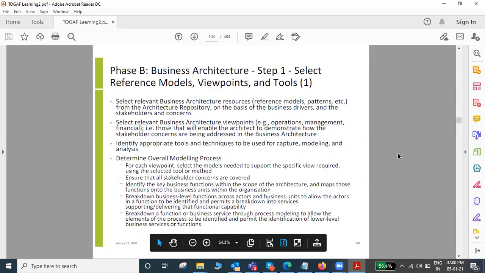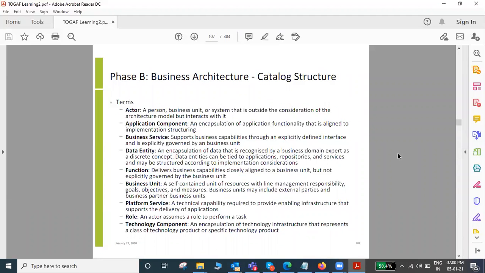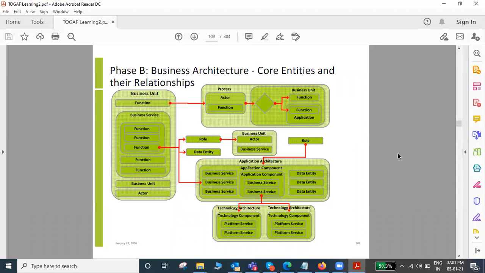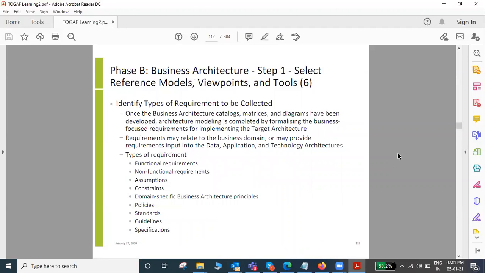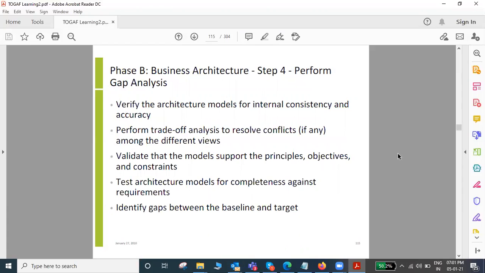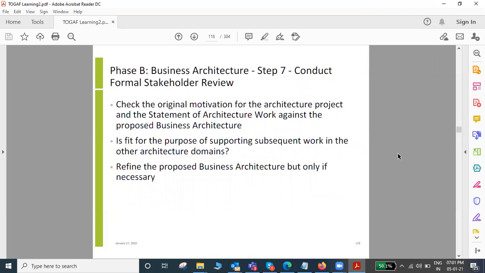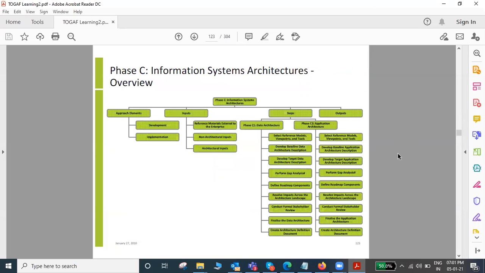So I think we are at 108. We have done it. Phase B, I think. Yeah. Second, yes, we discussed this one, business architecture, core entities and relationships. We discussed. Okay. Yes, we discussed in phase C.